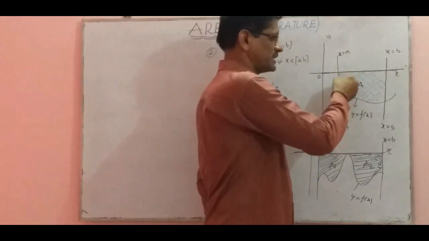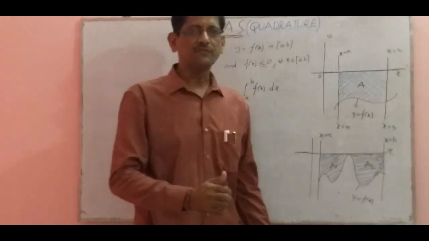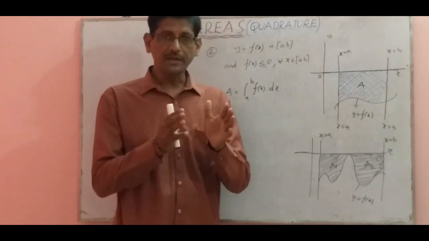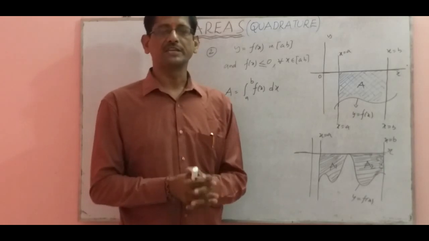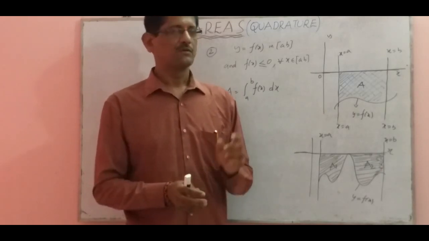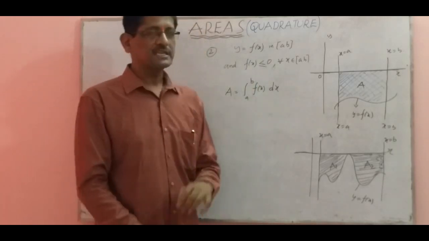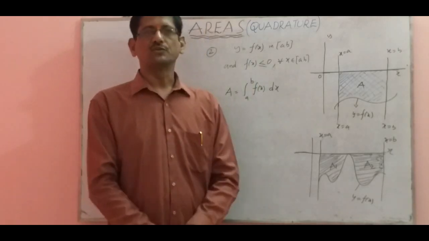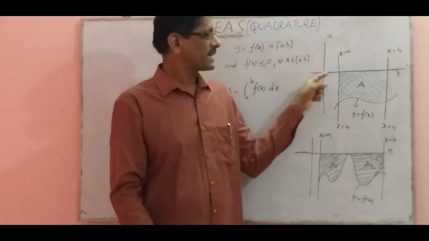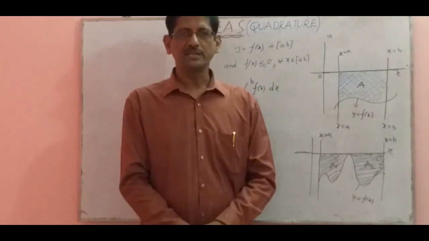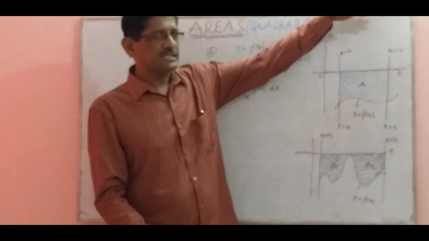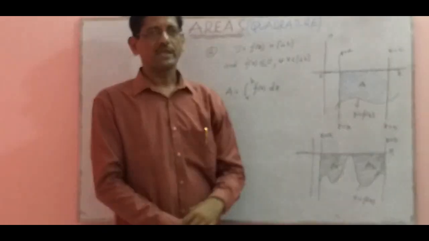So this region's area is given by integral a to b f of x dx, but put this sign, the sign is negative. Why? Here f of x is less than 0. That means the f of x is below the x axis. F of x less than 0 means below the x axis. Positive means upward of the x axis, negative means below the x axis.